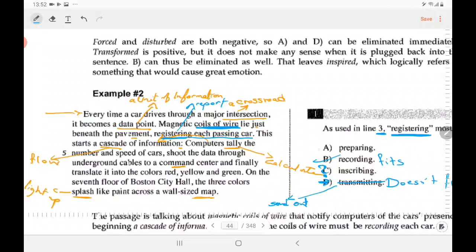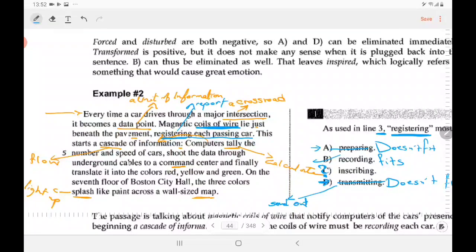Choice A, preparing. So the magnetic coils of wire prepare each passing car? Magnetic coils cannot prepare each passing car. They are not a maintenance station or mechanic station. They are just coils of wire. They can send a signal, but they cannot prepare or fix a car. So you can say it doesn't fit.